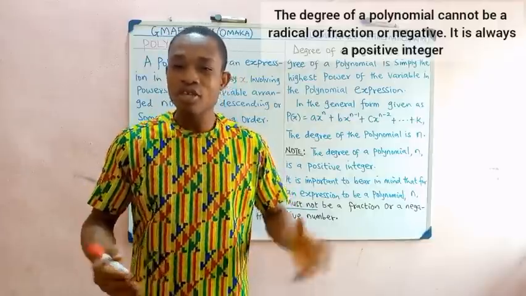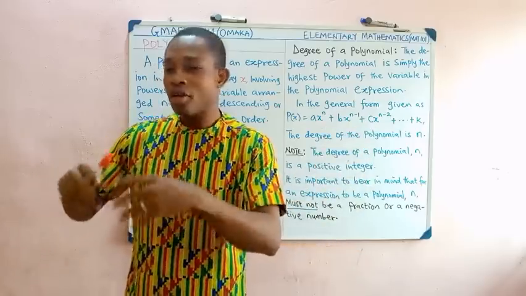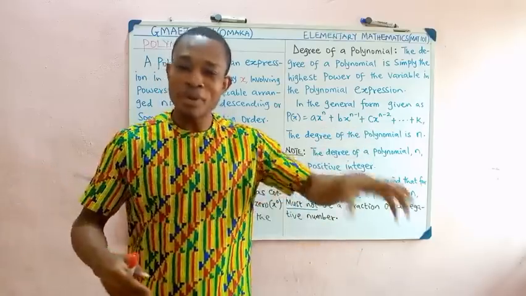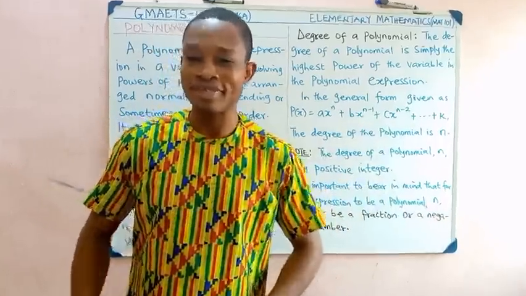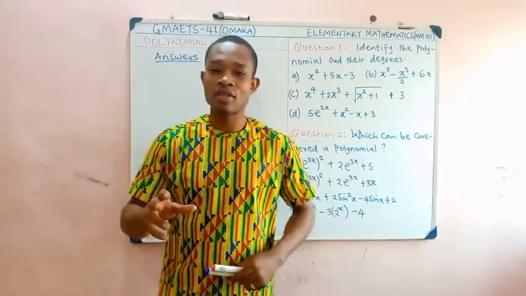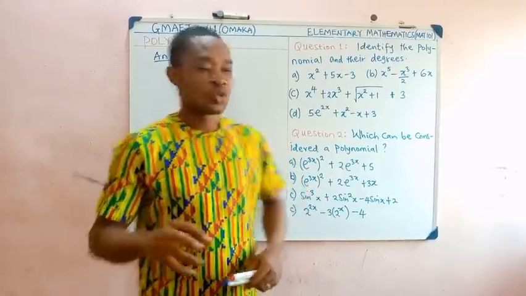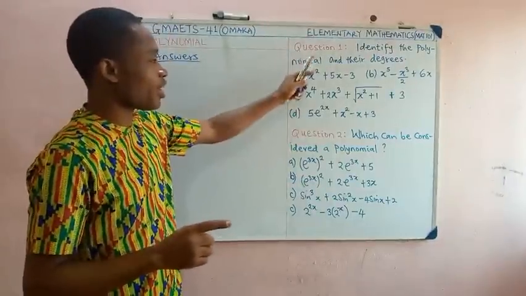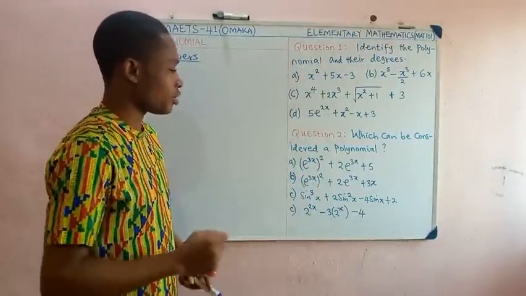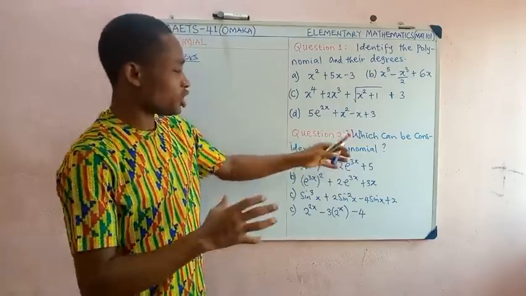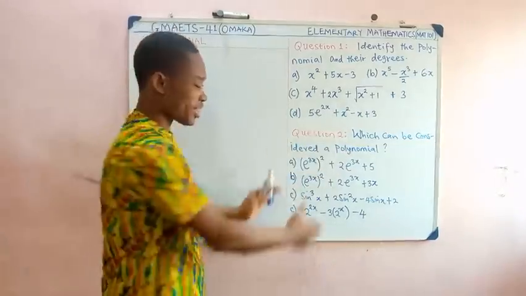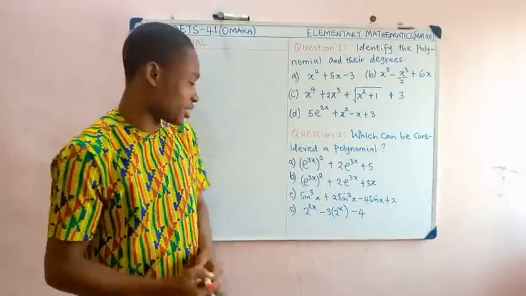In the next video, we're going to use this idea to identify expressions that are polynomial and those that are not polynomial. In this video, we've got these two questions on the board. The first question, we have to identify the polynomials and their degrees. Then the second question, which can be considered a polynomial?